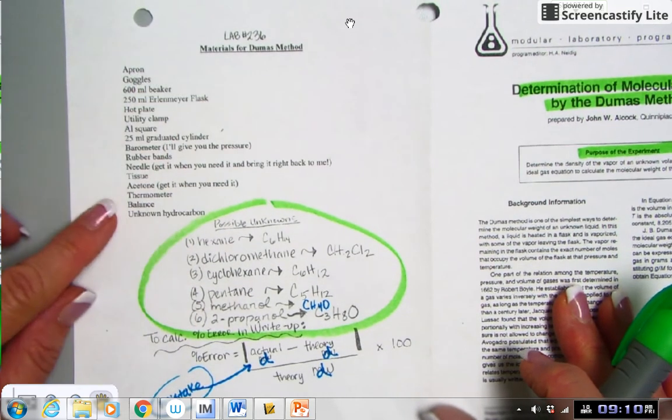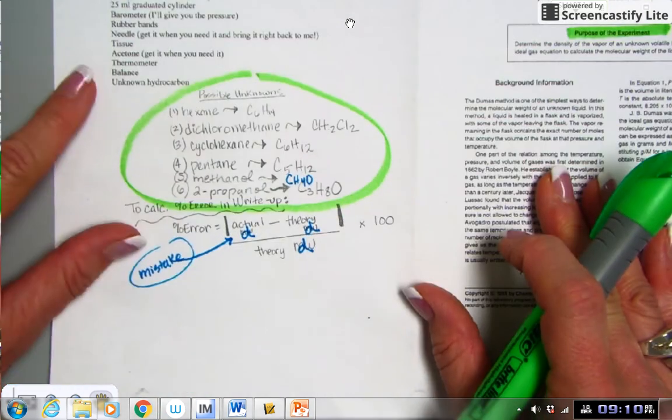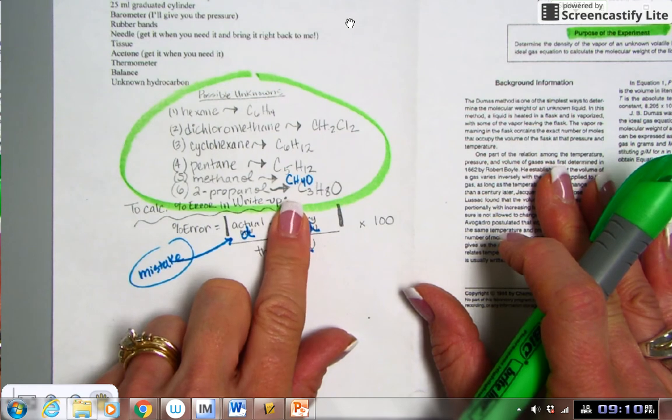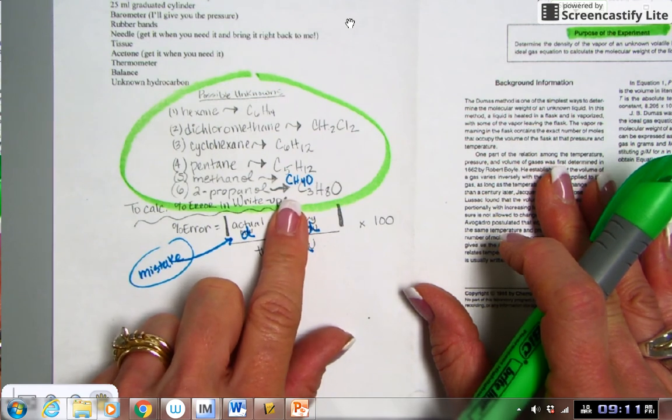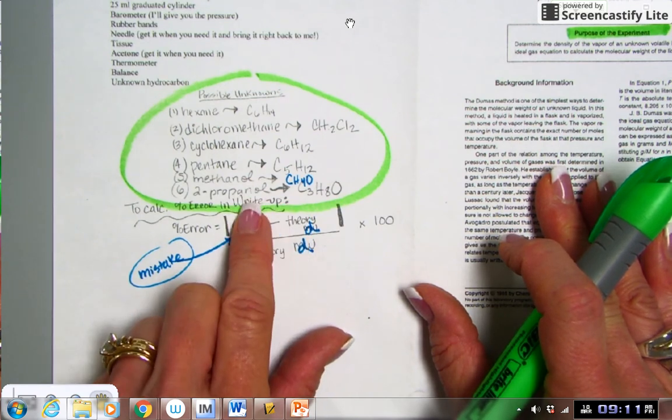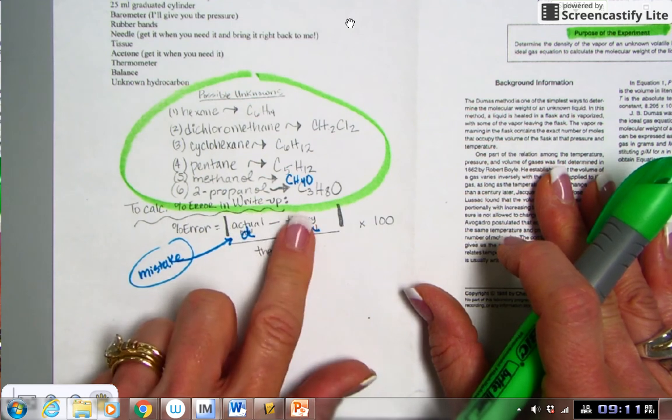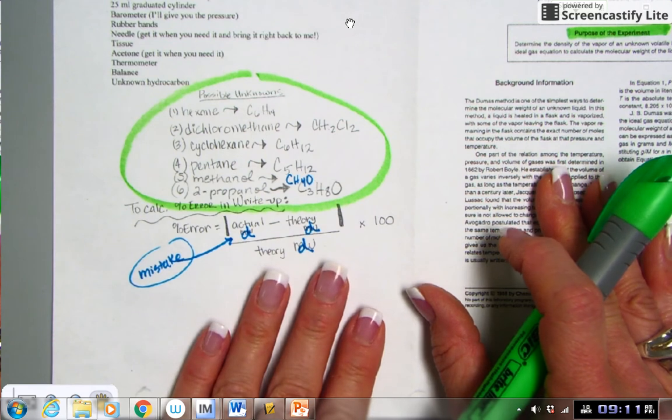As far as your materials go, your materials were listed here, and for your possible unknowns, here. I have added 2 unknowns, so please make that addition, methanol and 2-propanol. We're going to come back and talk about this formula a little bit later when we look at our calculations that we need to do.